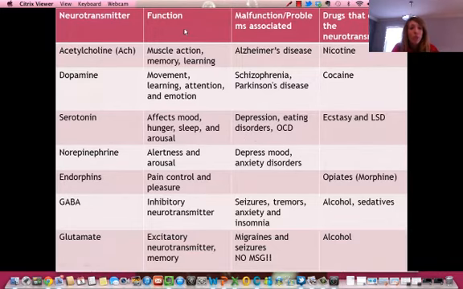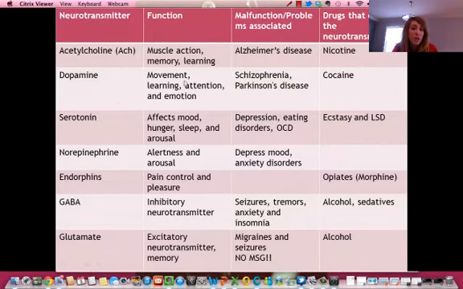Acetylcholine, ACH. What it does in your body is muscle action, memory, and learning. If you do not have enough acetylcholine, right, you may develop Alzheimer's because your memory would be impaired. Nicotine is a drug that impacts acetylcholine in your brain.